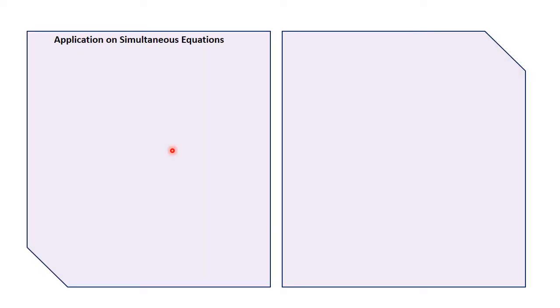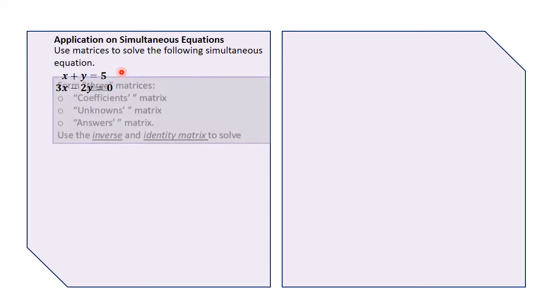Now, as we begin, let me mention that matrices can be used to solve simultaneous equations. For instance, we have the simultaneous equations x plus y is equal to 5 and 3x minus 2y is equal to 0. We'd like to solve this one, only that we're going to have to use the knowledge of matrices. Now, as we do that, we're going to do the following.